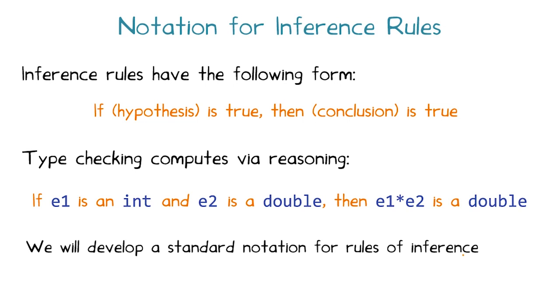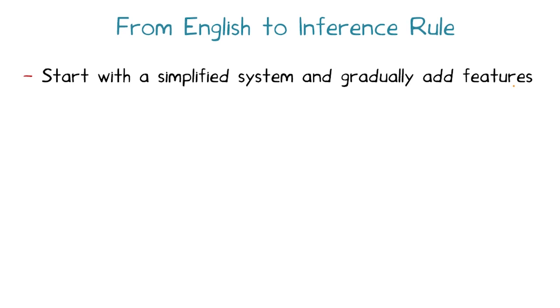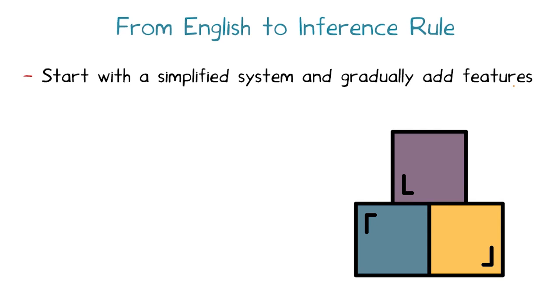Now let's start developing a standard notation for expressing inference rules. To build this notation, we will begin with a few small building blocks and then gradually add features as needed. The building blocks we will use are the inverted V symbol to represent the logical AND operation, also called the conjunction operator.